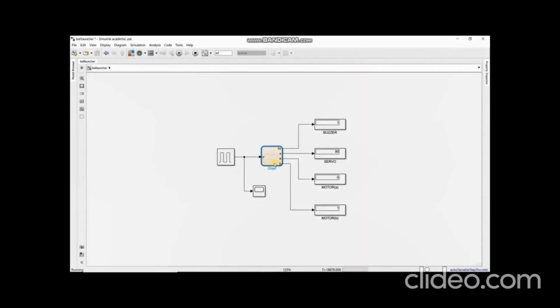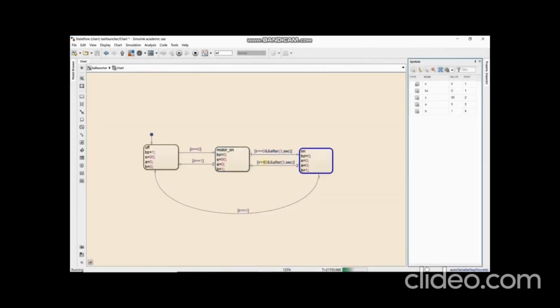So this is the simulation model of our project, a ball launcher performing a few operations using an IR sensor, buzzer, servo and motor. The operations needed are detection and sensing by the IR sensor, notification by the buzzer, and loading and launching using the servo and motor. Coming to the flowchart of the simulation, here we have 3 states: off, motor on and on. BZ is for buzzer, S is for servo, A and B are for motor, and IR is for IR sensor.